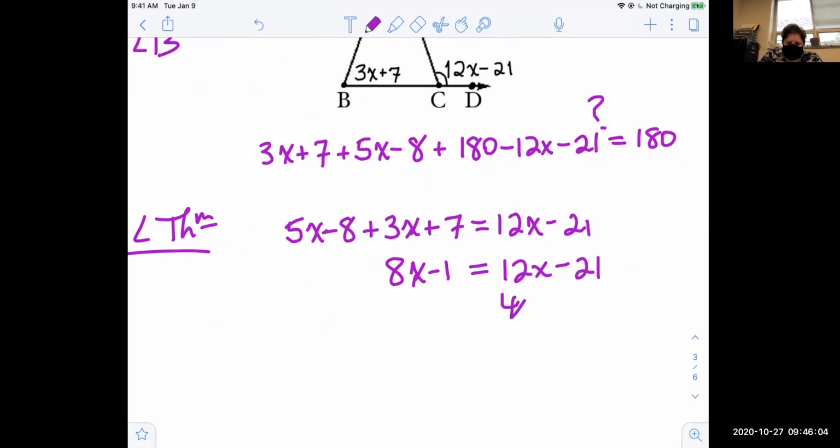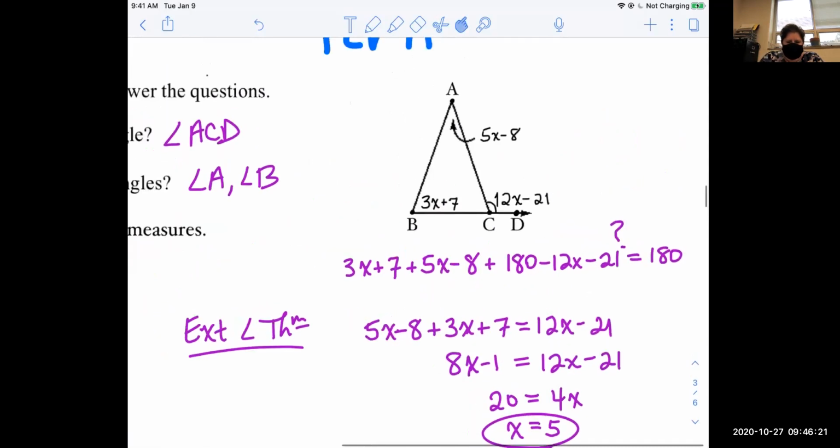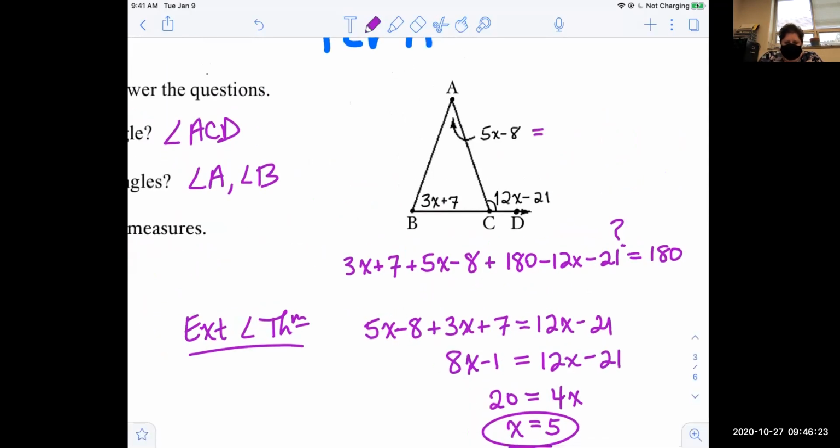So 4x... sorry, I'm having a little messiness here. 4x equals 20 and x would be 5. Okay, it asks you to find the angle measures. So the angle measures would be 25 minus 8 is 17. That's 5 times 3 is 15 plus 7 would be 22.